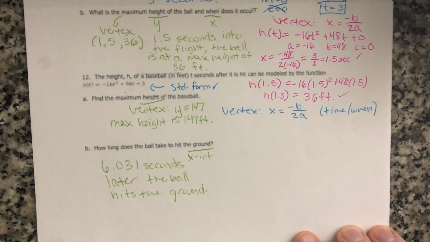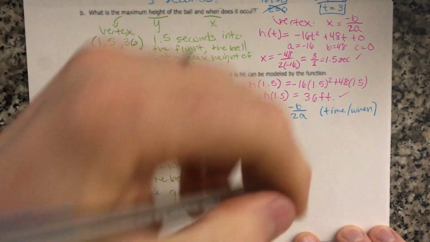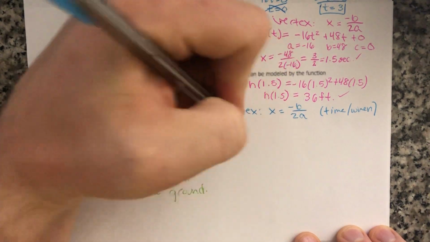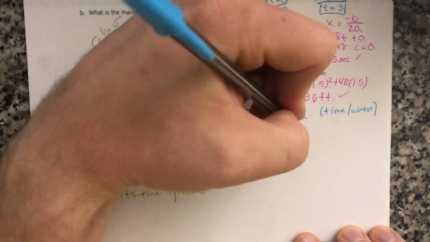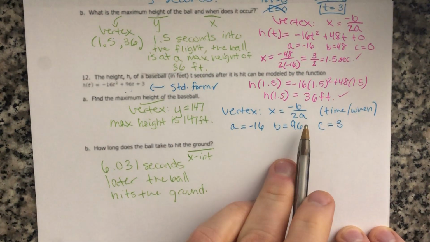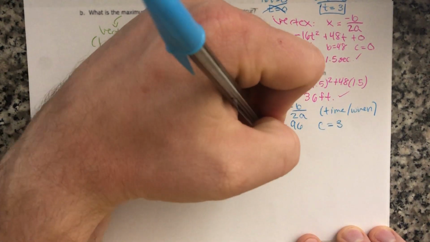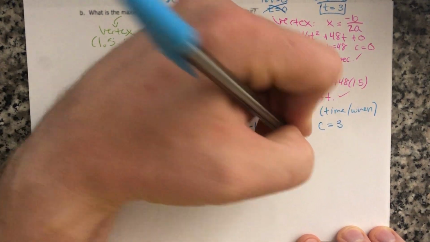That's the unfortunate part about the algebraic method, is sometimes you have to do more work just to get the actual answer that you're being asked for. So we're going to need to find time, and then we can find the height after that. So from our standard form equation, I'm not going to rewrite it. I'm just going to find A, B, and C. A is negative 16, B is 96, and C is 3. In this equation, I don't need C. I'm just plugging in B and A. So we have x equals negative 96 divided by 2 times negative 16.